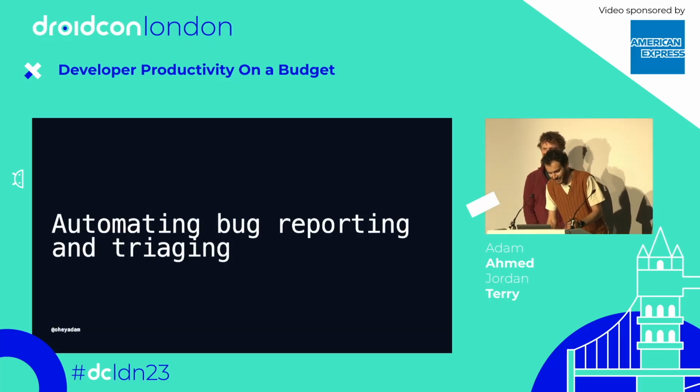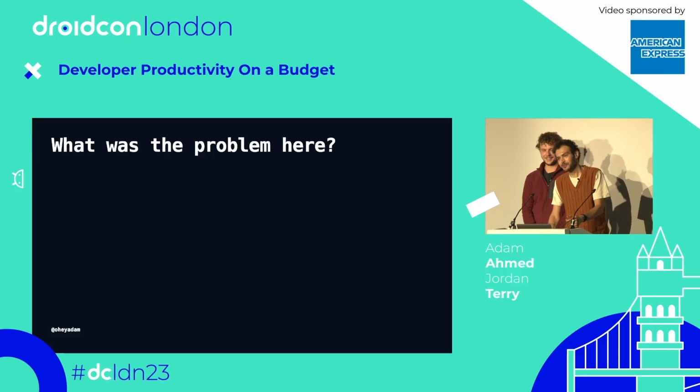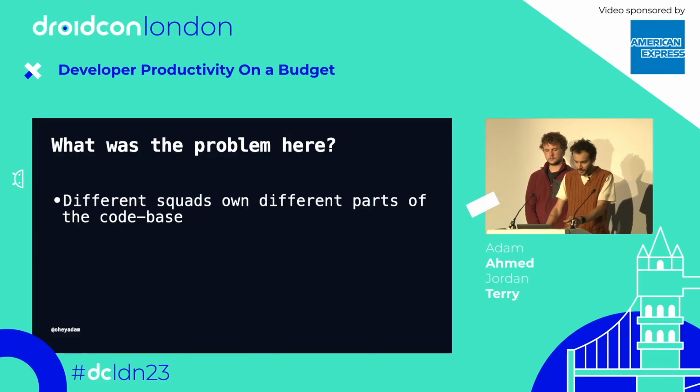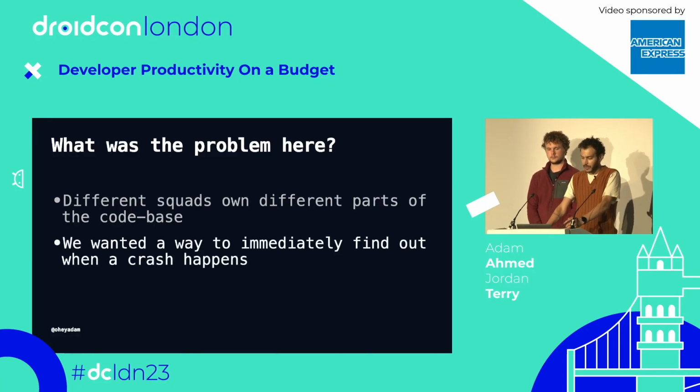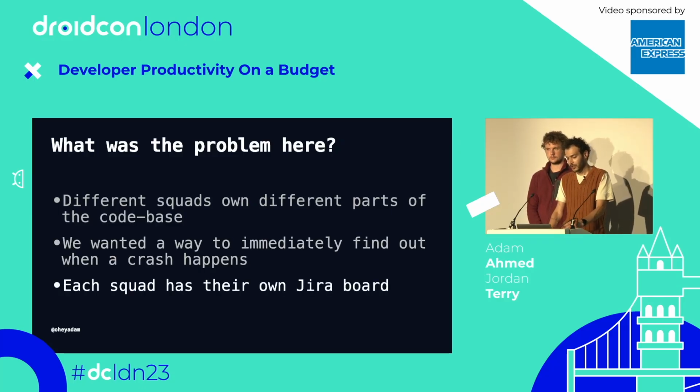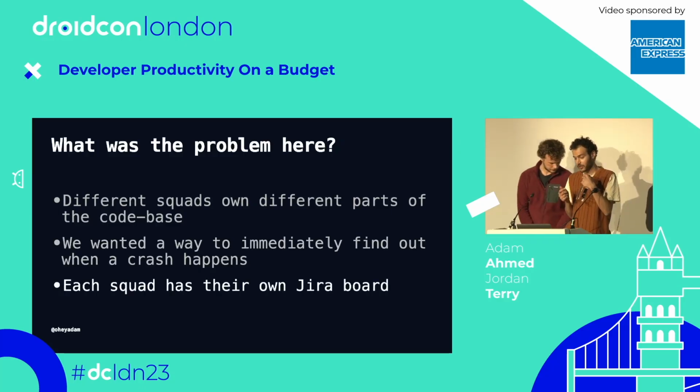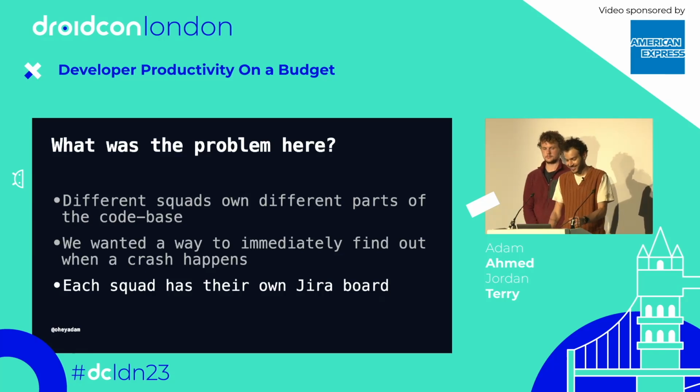All right, so I'll talk about automating our bug reporting and triaging. Triaging, that's a difficult word. A problem that we have, or used to have, is, I think, probably similar to a lot of your organizations. We have a lot of squads that own different parts of the code base. And we wanted a way to find out when a crash happens, and we wanted a way to attribute that crash to teams as soon as possible. But another problem we have is each one of those teams has their own Jira board, which will come in later.